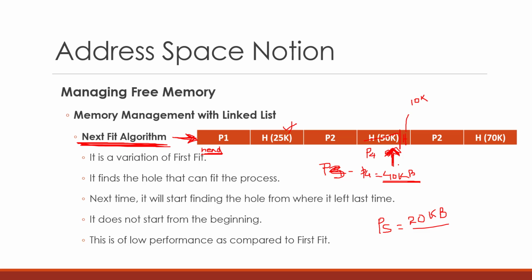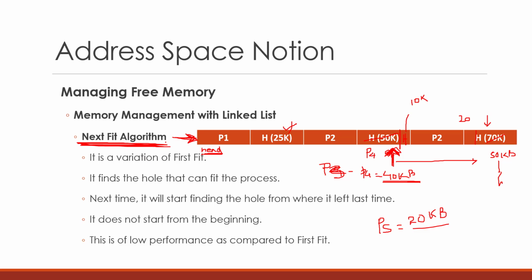It will start from this space now and start searching for 20 KB of free space. So it will go and allocate the next free space over here, 20 KB. So it will allocate 20 KB over here, and 50 KB will be a hole. So this is what is going to happen.